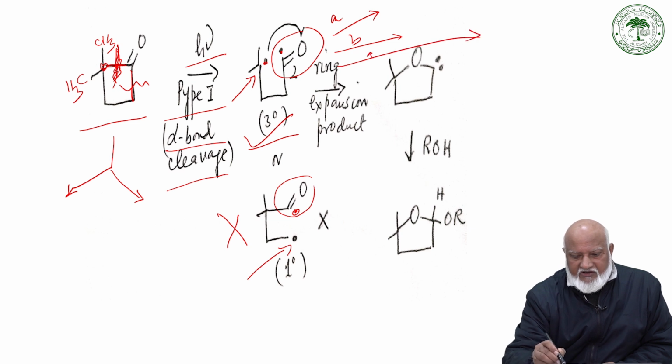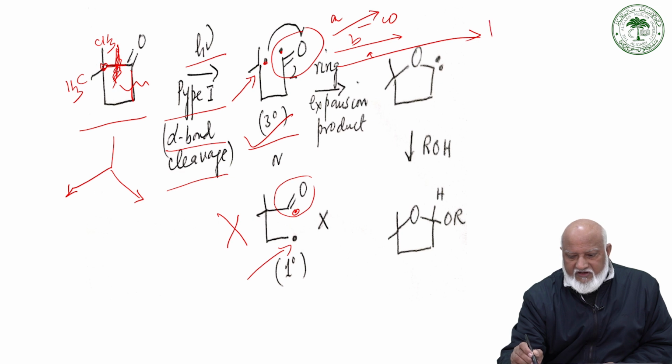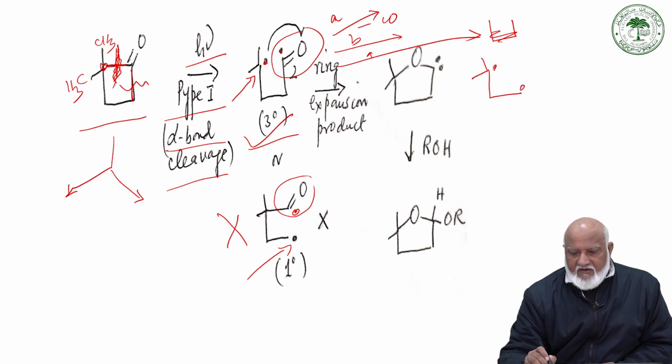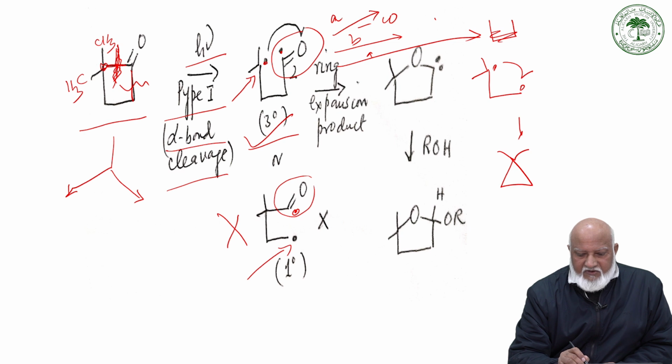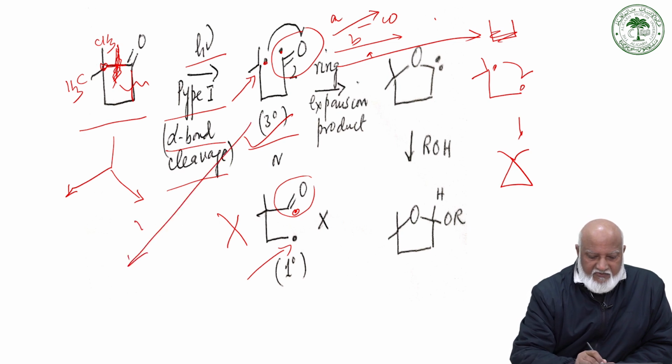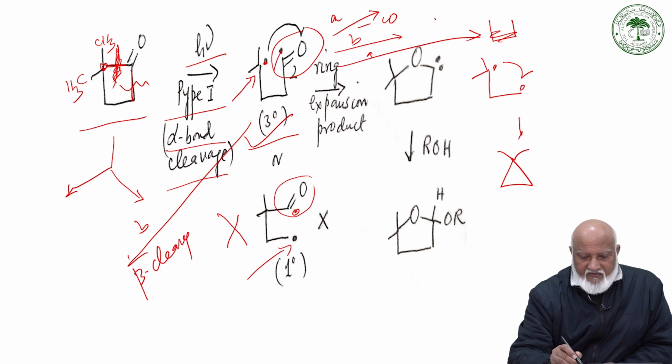A is the decarbonylation, minus CO. This will give this radical after the decarbonylation, and then this will combine to give the cyclopropane, the dimethyl cyclopropane. Path B is the beta cleavage to give like this.